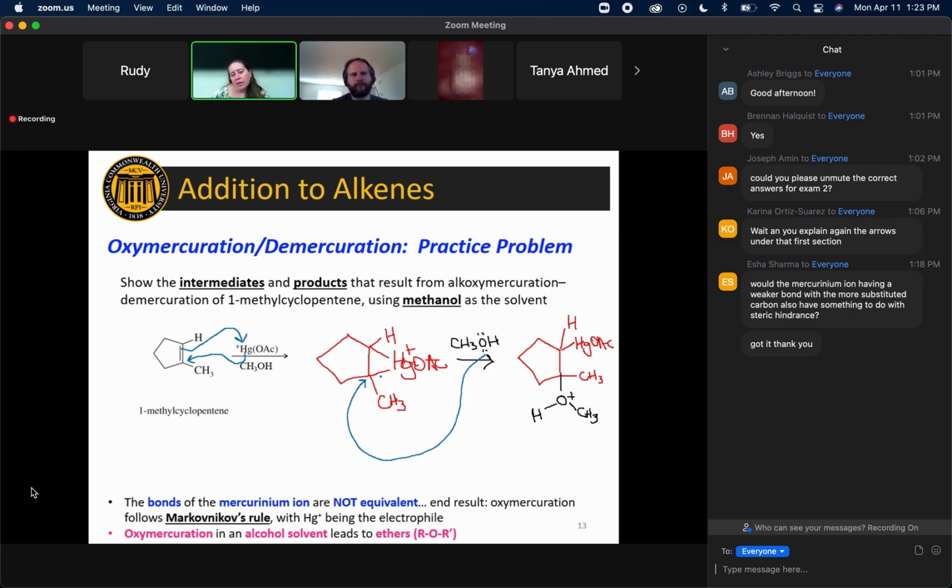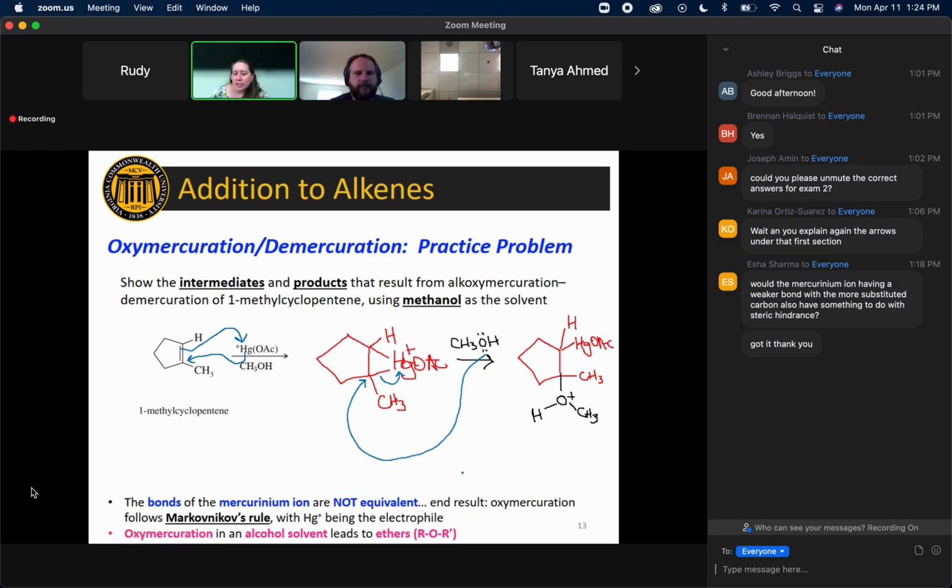the mercurinium. And that's going to break that carbon-mercury bond, because otherwise we'd be giving oxygen more than 8 electrons, or sorry, we'd be giving carbon more than 8 electrons. We know we can't do that. And so those 2 electrons that were in the sigma bond between carbon and mercury on the weaker side, those 2 electrons will go back to that mercury ion and break that bond. And that gets us to our precursor to the oxymercuration product.